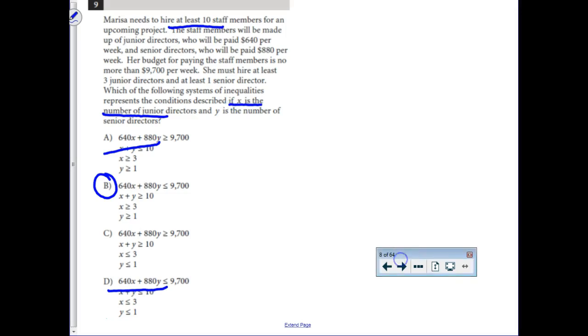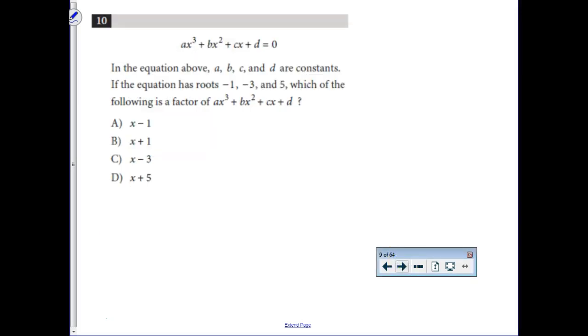All right, number 10. I love this question. I love it because it's so easy, but it freaks kids out. So this polynomial has roots of these. And they want to know, what does that mean for its factors? This is actually a really easy question if you have the vocabulary down.